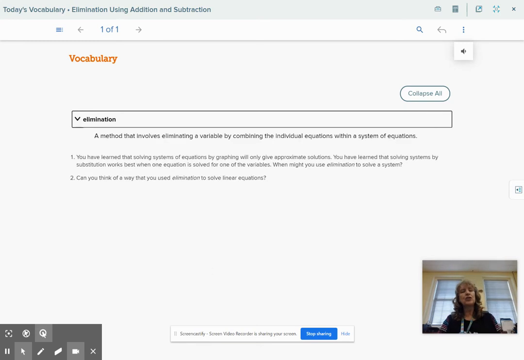Okay, so the definition you need to write down is: it's a method that involves eliminating a variable by combining the individual equations within a system of equations. So really what that means is you have two equations, and we want to eliminate the x's or the y's in the equations. You'll understand this more when you see the example. When you eliminate something, you want to take it away so that you can solve for one variable. And this is what it looks like.